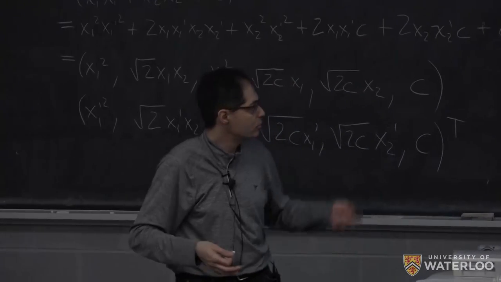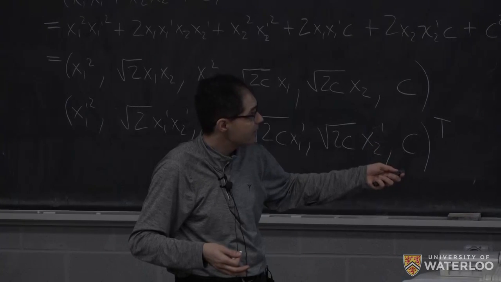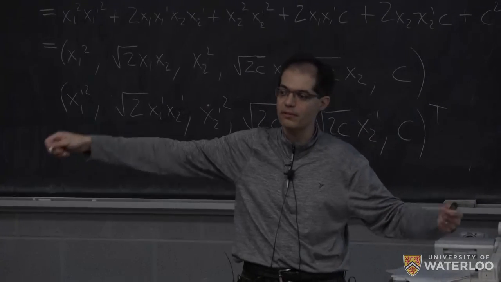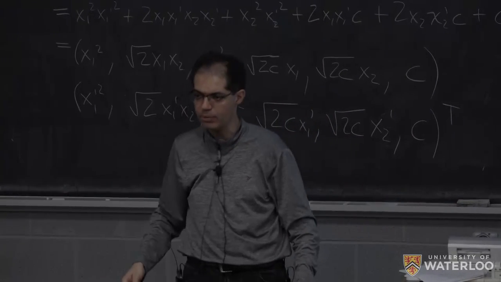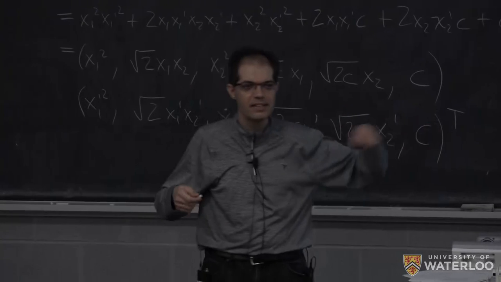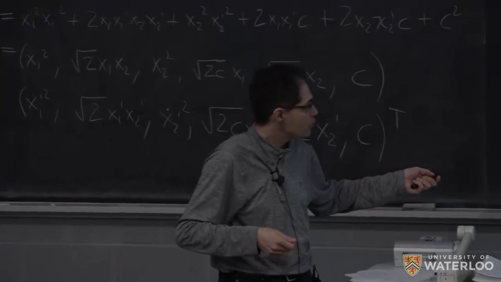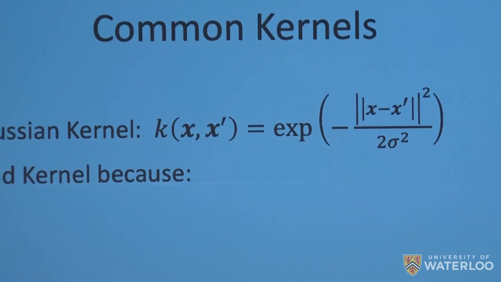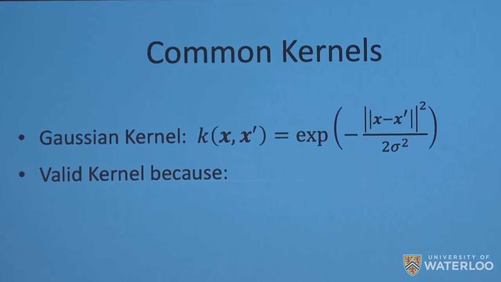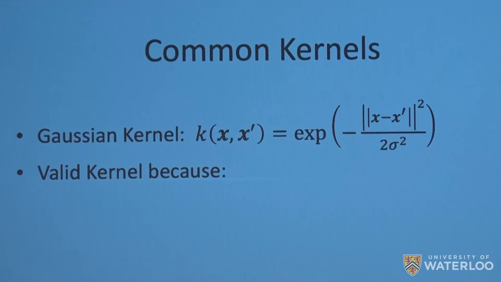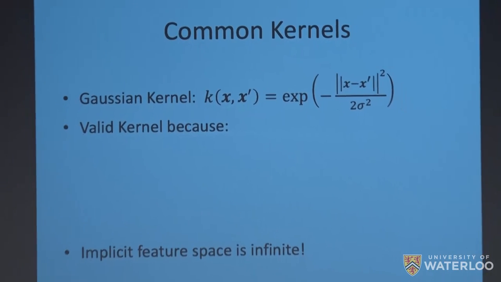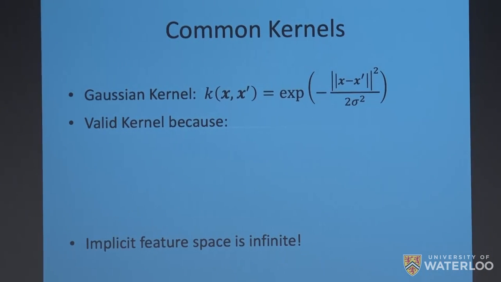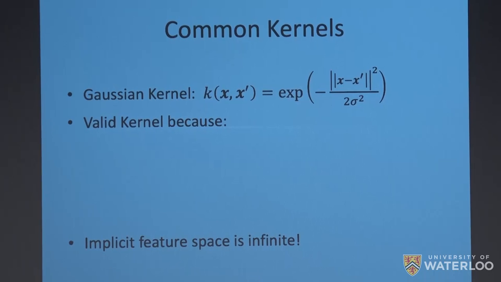So here we could go through the exercise of expanding this into whatever is the implicit feature space and then verifying that there's a dot product. But it turns out that in this case it's going to be difficult because the feature space is infinite. In fact, for assignment 3, you have to prove that the feature space is infinite. And that will obviously make it difficult for us to really just verify that there is a dot product between two sets of features. So here, let's use a different strategy to verify that it is a valid kernel.